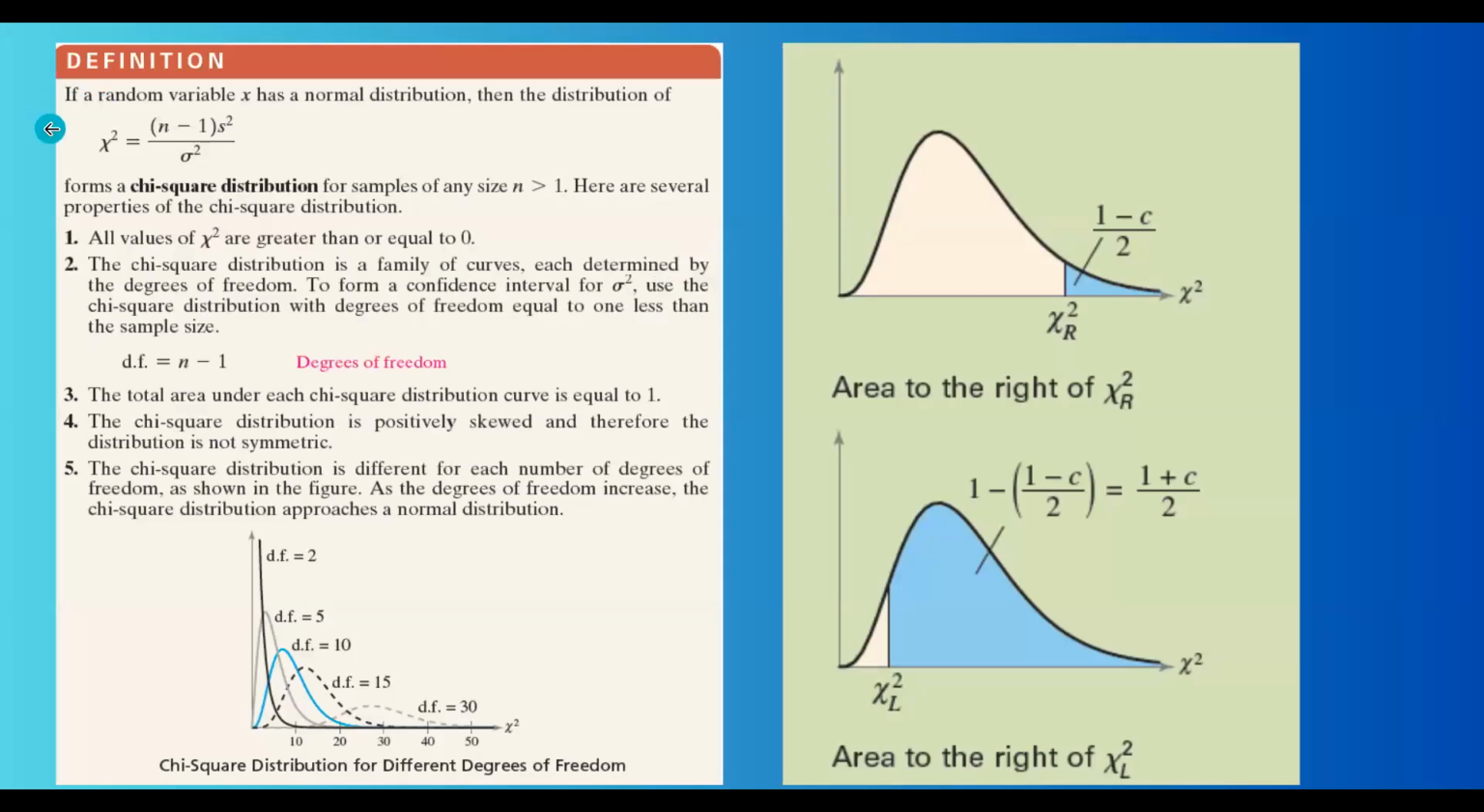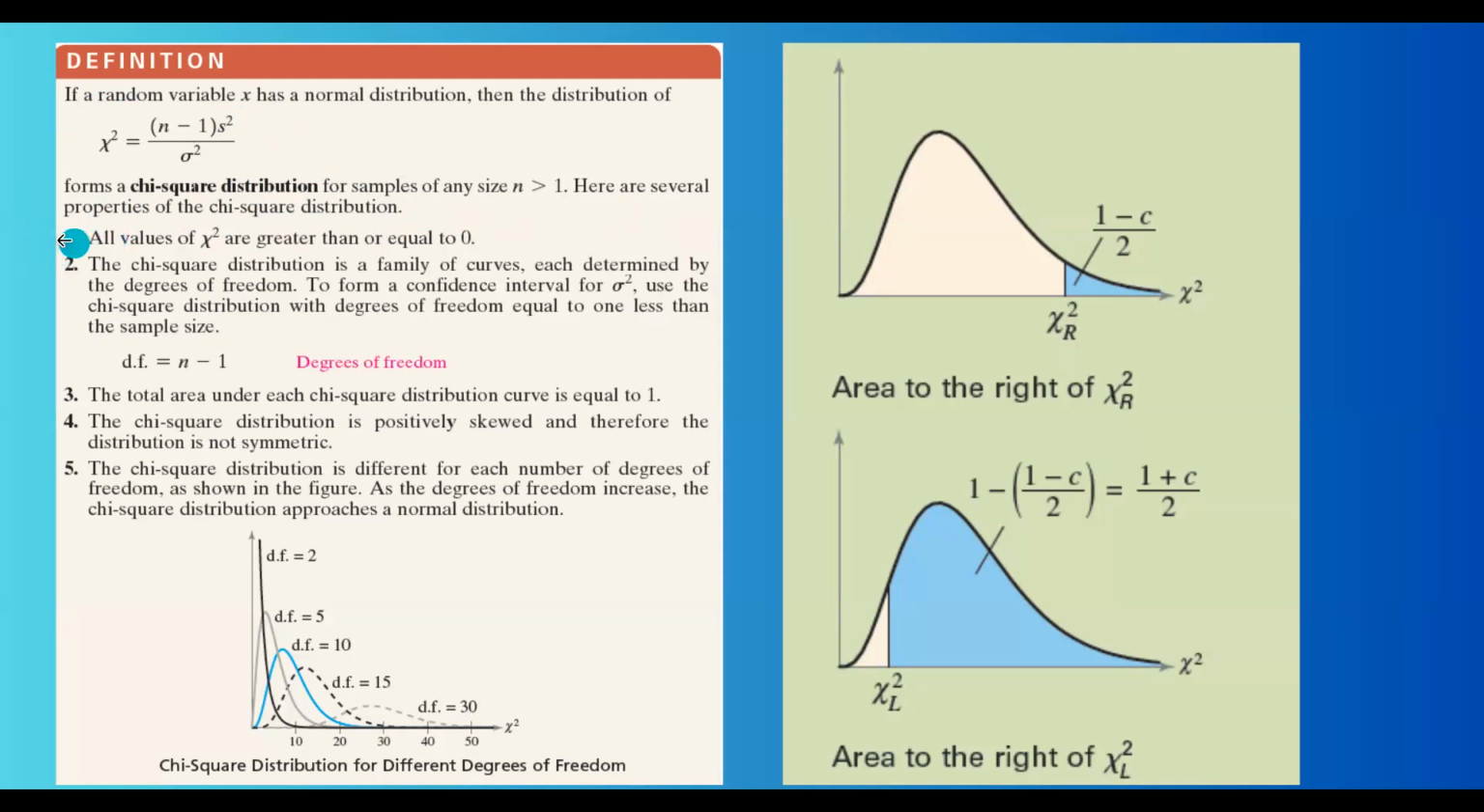Definition. If a random variable like x has a normal distribution, then the distribution of chi-squared, which is (n-1)s squared divided by sigma squared, forms a new distribution that we call the chi-square distribution. Here are several properties for the chi-square distribution.